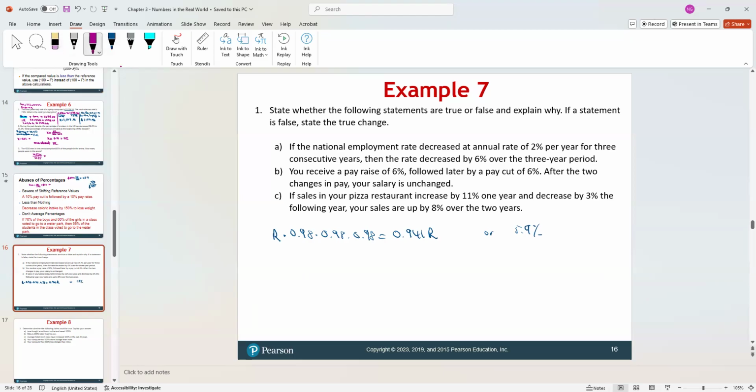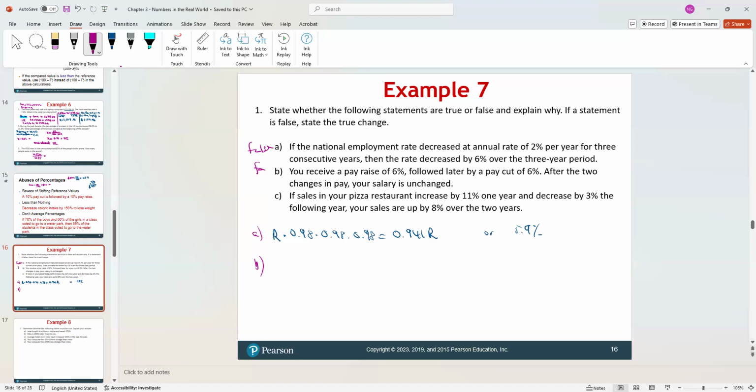Let's go with that was A. For B, that's something we need to see also here. You receive a pay raise of 6% followed later by a pay cut of 6%. After 2 changes in pay, your salary is unchanged. Again, here it's false. We said this one is false.